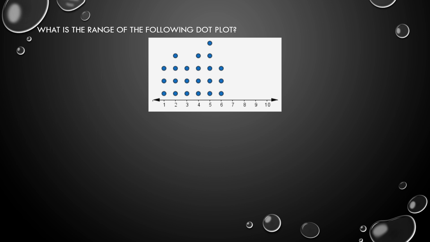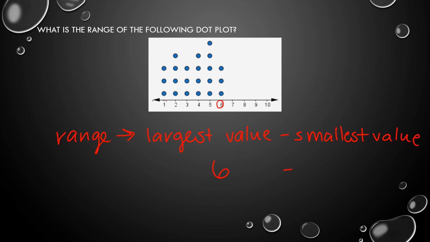The next question is using the same data, but we want to know what is the range. So the range is how far apart these numbers differ. Kind of like, where's the starting, where's the ending, and what's the difference between those two. So to determine your range, you need to take your largest value and subtract it from your smallest value. So largest value here is going to be 6, and smallest value here is going to be 1. So 6 minus 1 gives me 5, and that is my range.